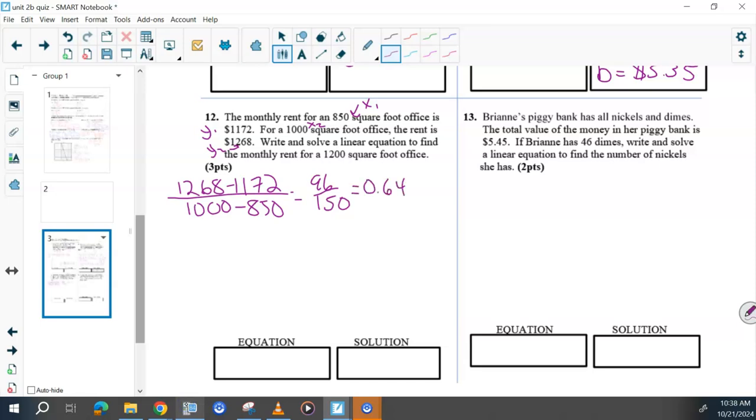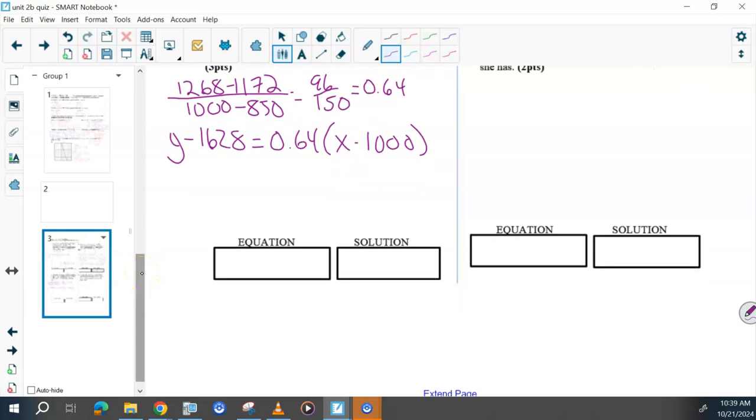Which was like 16/25 or 0.64. Then you had to use your point slope using one of those points. It didn't matter, so let's say I use 1000 and 1268. Then I would start solving for my equation. Y minus 1268 equals 0.64x minus 640. And I would add 1268 on both sides.